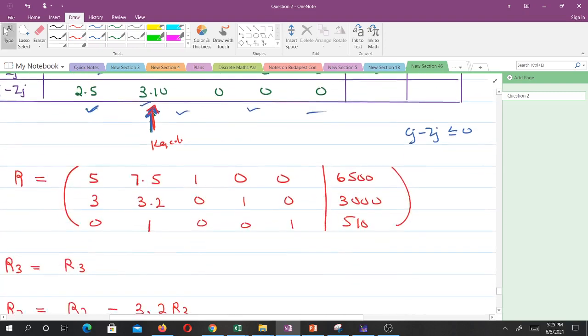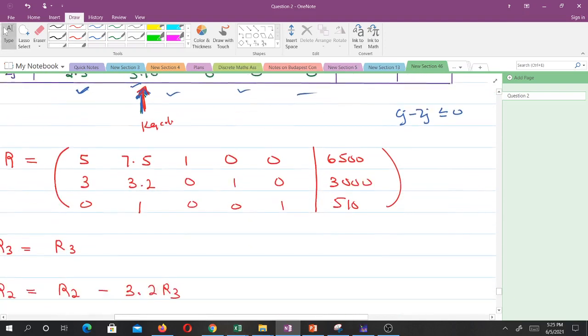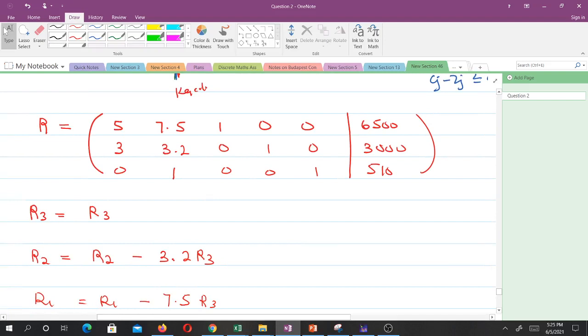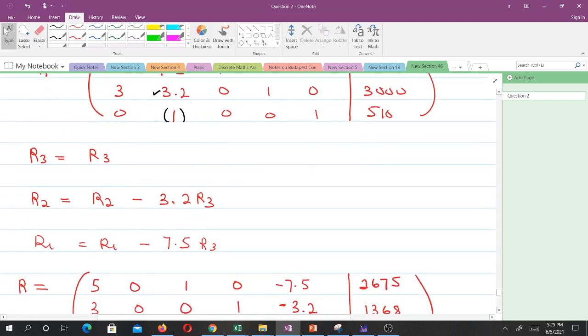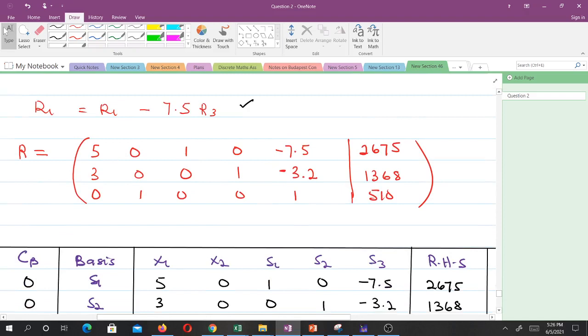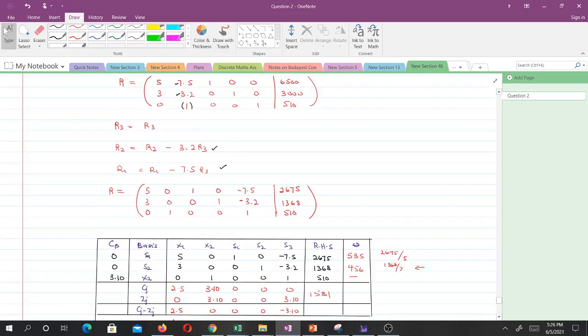All right, so we can write what we have here in the table in an augmented matrix form so that we perform our row operations on it, okay? You can see that this one is the pivot element, and it already has a coefficient of 1, so we have to maintain it, but we have to make sure everything above and beneath it is 0. You can see we have 3.2 here, 7.5. We have to make them 0, and the only way to do that is to say row 2 is equal to row 2 minus 3.2 row 3, and row 1 is equal to row 1 minus 7.5 row 3. When we do these operations, we are going to get this augmented matrix here, and that's what we are going to use for our second iteration.